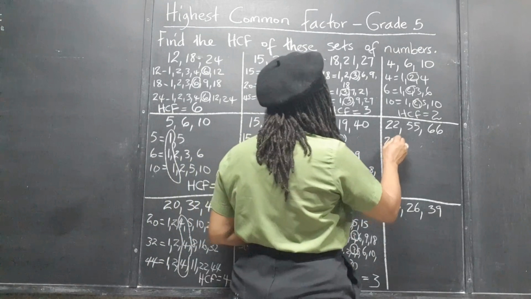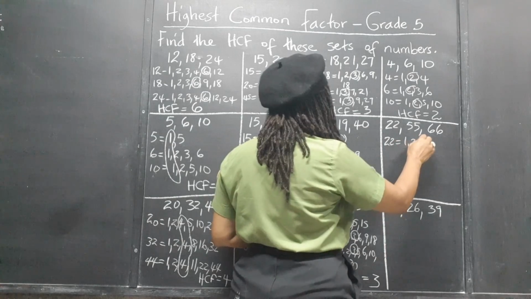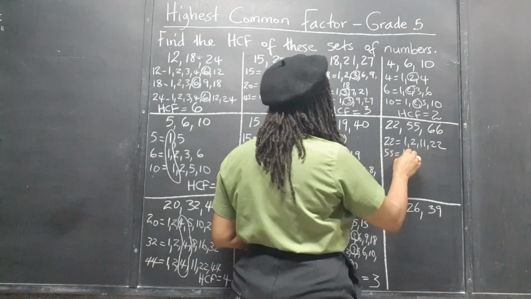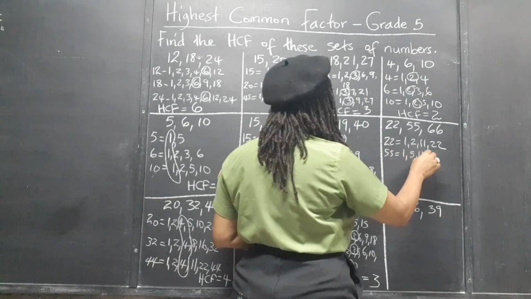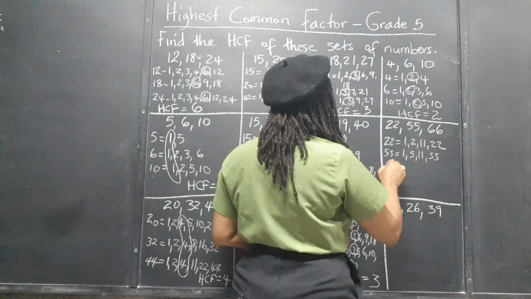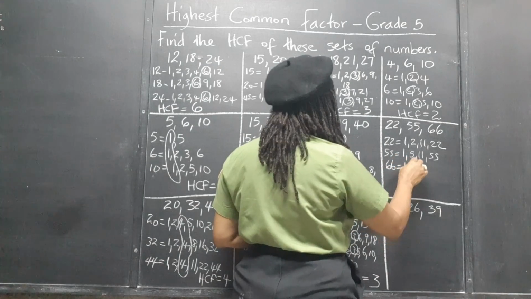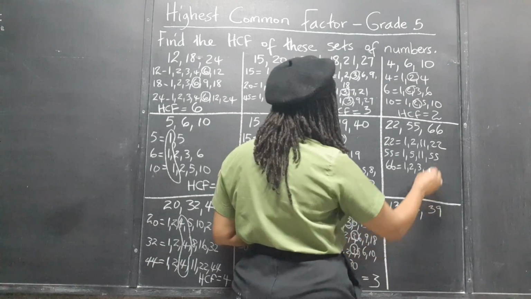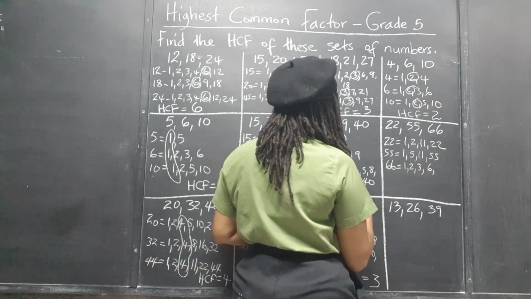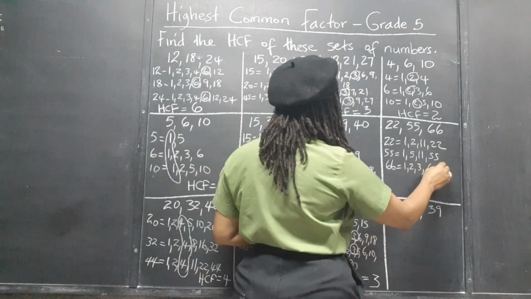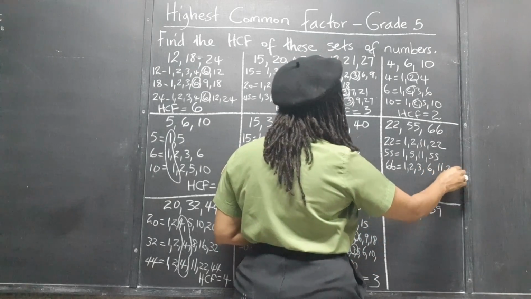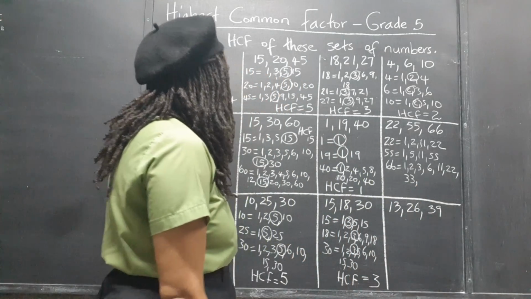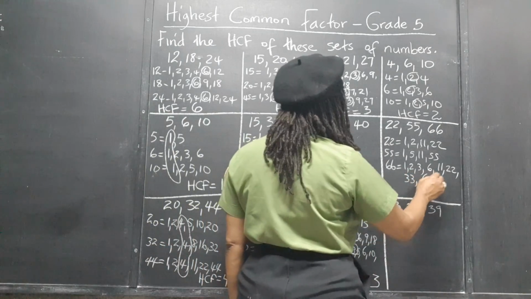Alright, so 22, we know 1 can go, 2 can go, 11 can go, 22 can go. For 55, 1, 5, 11, and itself. 66, 1, 2, 3. What else can go? 6 can go. And 11 can go. 22 can go. 33 can go. And of course itself.